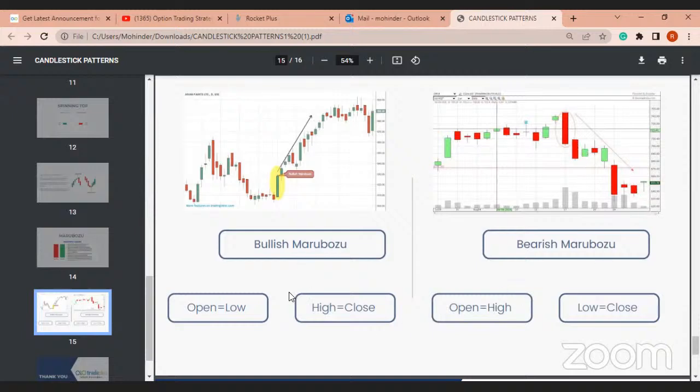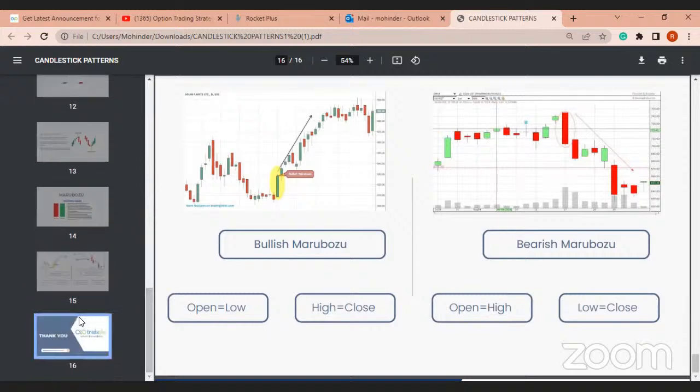So in case of bullish Marubozu, the open will be the low. The price from where it opens will be marked as the low, and the high that it makes will be considered as the close. And in case of bearish Marubozu, where it opened will be marked as the high, and where it closes will be taken as the low.